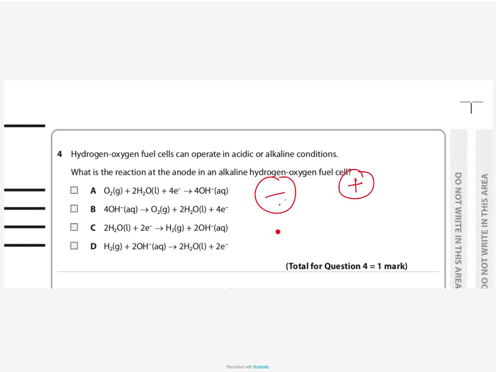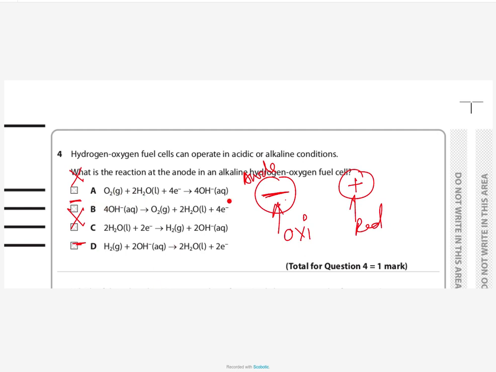So what happens at the anode? Oxidation occurs at the anode. At the cathode, what happens? Reduction, right? Why do we call it positive and negative terminal? Because electrons are released there in a cell, not like electrolysis. In electrolysis, cathode is negative, anode is positive. But here the cathode and anode are defined by the oxidation and reduction. So at the anode electrons have to be lost. So A is wrong, C is wrong, because electrons are gained. Those are the reduction. So it has to be either B or D, right?